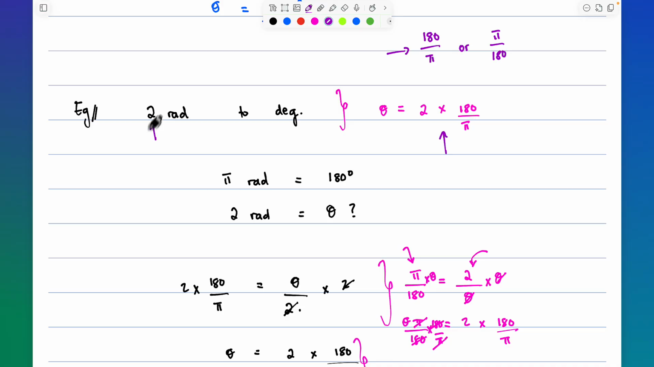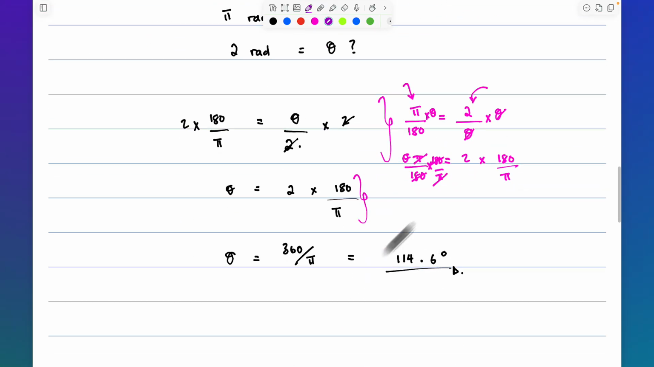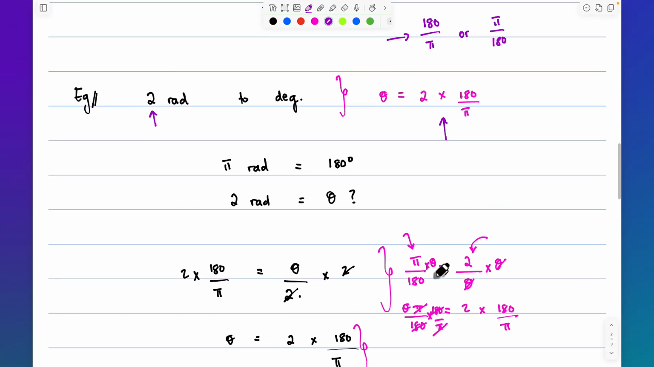So 2 radians equates to 114 degrees, right? So your degrees are much bigger. The reason why I'm mentioning all this is if you've forgotten if it's pi over 180 or 180 over pi, you can just say, okay, if I'm going from radians to degrees, I'm going from small to big. So if I'm going to the bigger value, then I need to multiply by the bigger conversion, which is 180 over pi. This fraction is a much bigger value than this one.